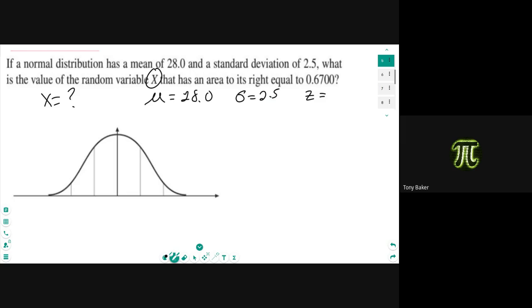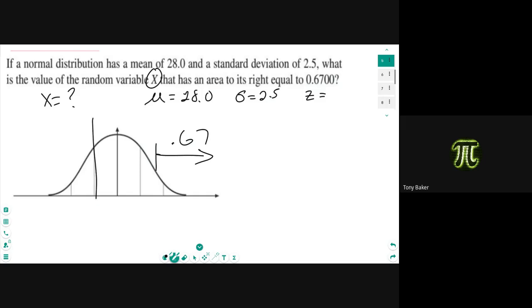So this one we have to do a little bit of algebra. All right. So they want an area to its right equal to 0.67. So is my line going to be on the left side of the mean or on the right side of the mean? If I want an area on the right of 0.67, from a line that way, each side is going to be a half, right? So that means my line is going to be somewhere over here.